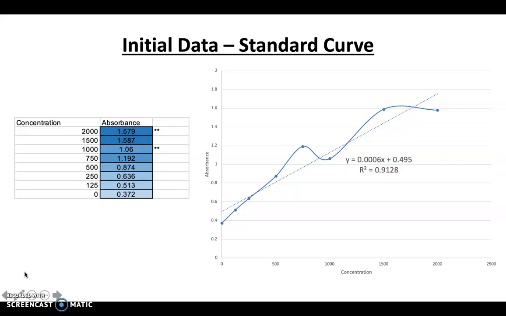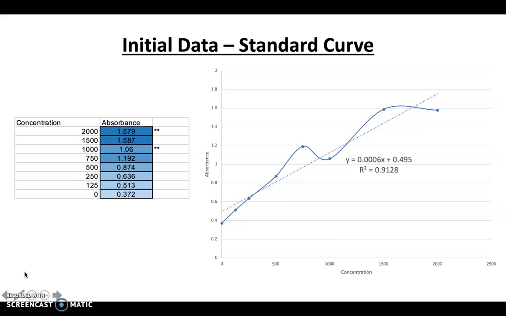The standard curve for the Bradford assay data is displayed here. The graph shows concentration versus absorbance, and the equation and R-squared value are shown. The R-squared value is a little low, which is 0.9128, and that is because of the two outliers.